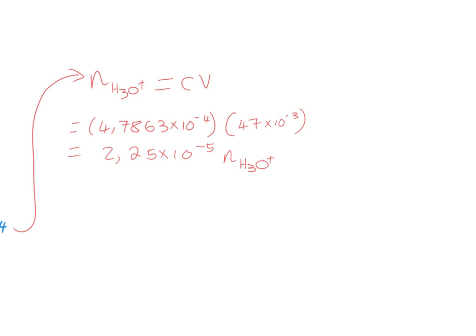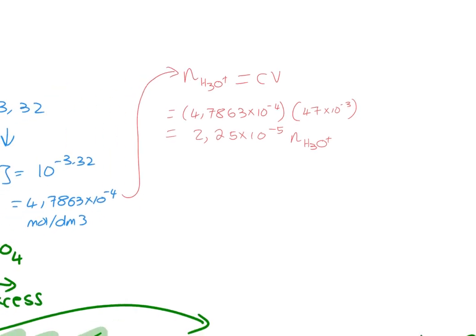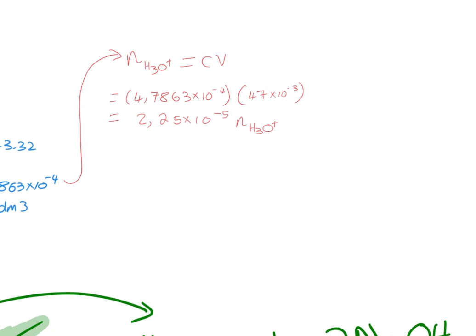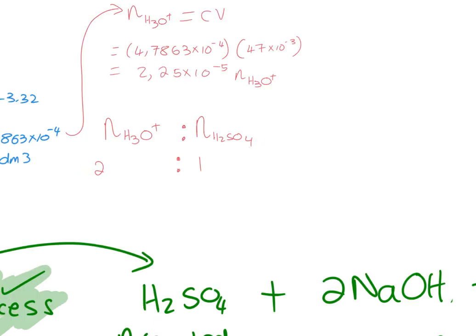Now this is the excess moles of the H+ ions. Now we don't want the moles of the ions. We want the moles of the acid because that's what we're working with. So we have to look at this ratio, H3O+ to H2SO4, and this is going to be a ratio of 2:1. What type of acid is H2SO4? Good. That means that for every one H2SO4 molecule, you're going to have two H3O+ ions.